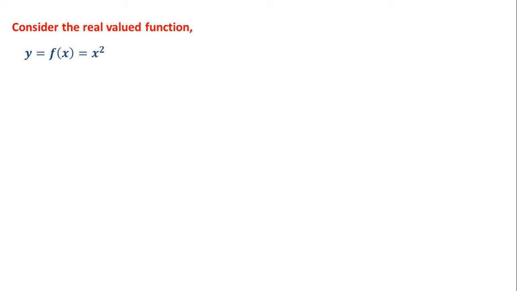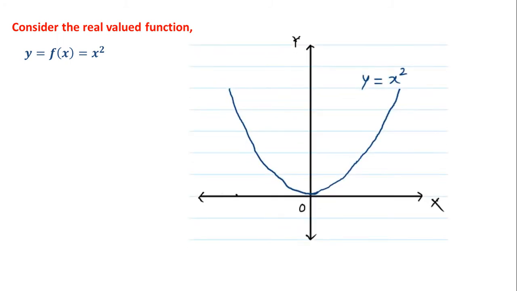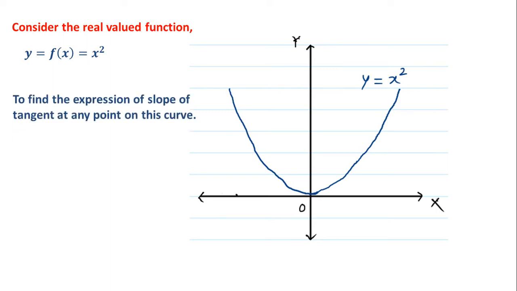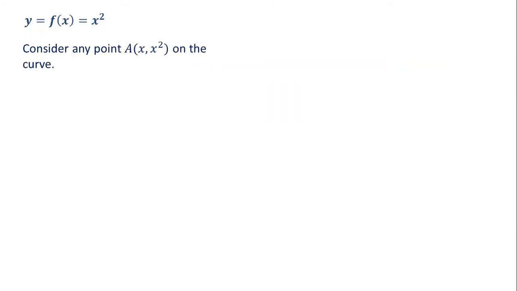Y is equal to f of x is equal to x square. So the graph of this function is like this. Geometrically, graph of y is equal to x square is shown in this figure. So we have to find the expression of slope of the tangent at any point on this curve. So let us see now.